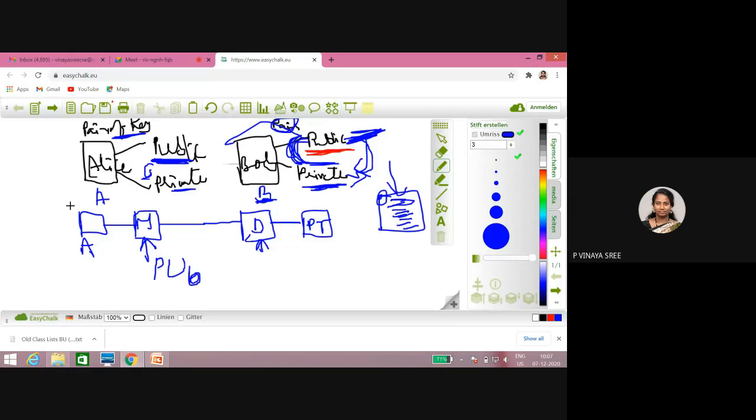So here, what Alice has done is encrypt the message with the public key of Bob. Now it has to be decrypted. The encrypted message reaches Bob, and Bob knows the private key, no? So what will Bob do? Bob will decrypt that with the private key of Bob, so that he gets the plain text.